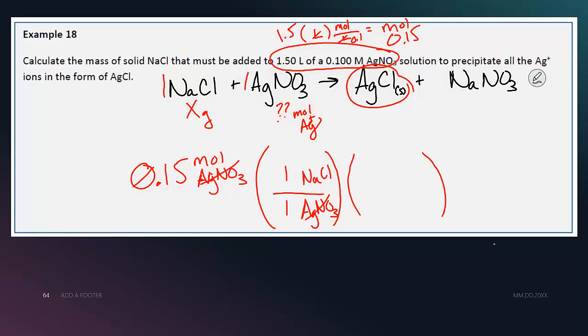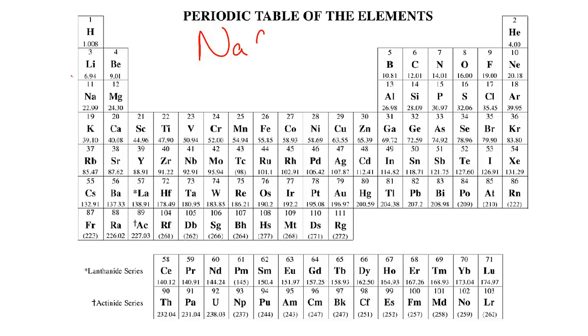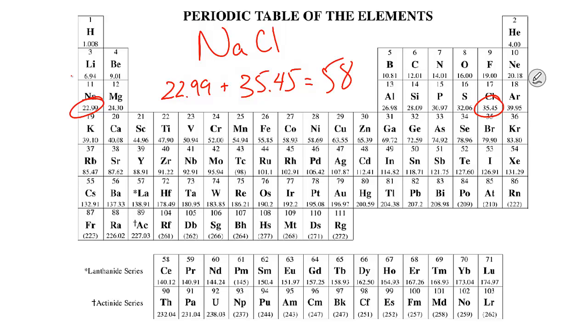However, I need to know what mass I need. So I need to convert from moles to grams. Remember, we use our molar masses. So sodium chloride would be 1 sodium and 1 chloride for a molar mass of 58 grams for every 1 mole.